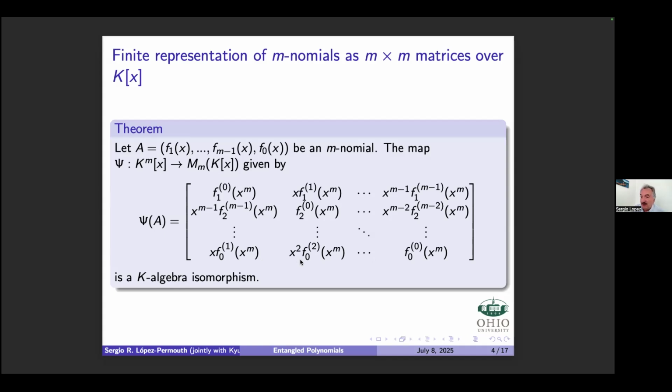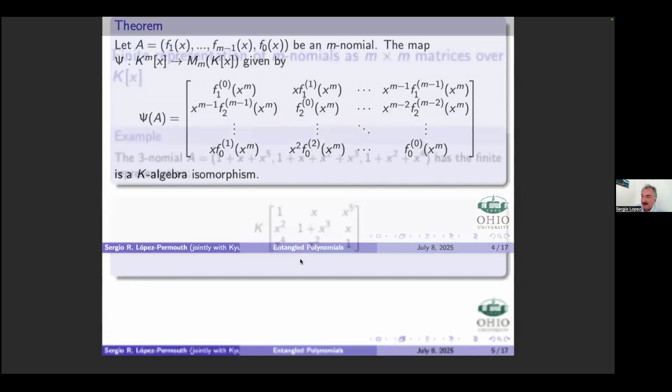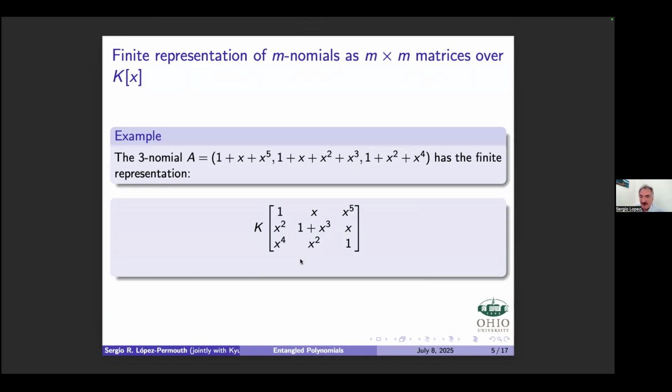And so we refer to this as the finite representation, because instead of having these huge matrices, now you have n by n matrices representing these objects. So here's an example just so that you wrap your head around it. This is going to be a trinomial: 1 plus x to the fifth, 1 plus x squared plus x cubed, 1 plus x squared plus x to the fourth. The finite representation would be here. So this is 0, it's congruent to 3, 1 is congruent to 1, and 5 is congruent to 2.